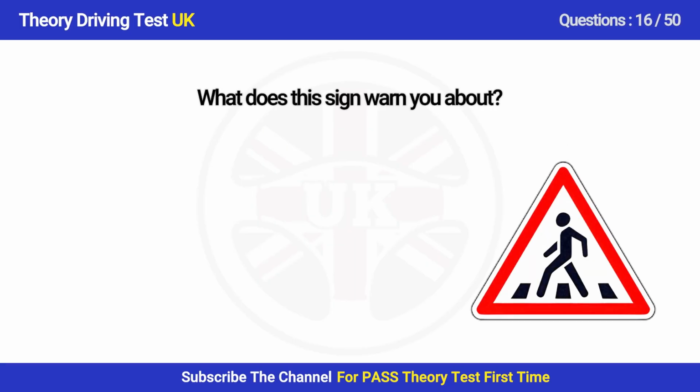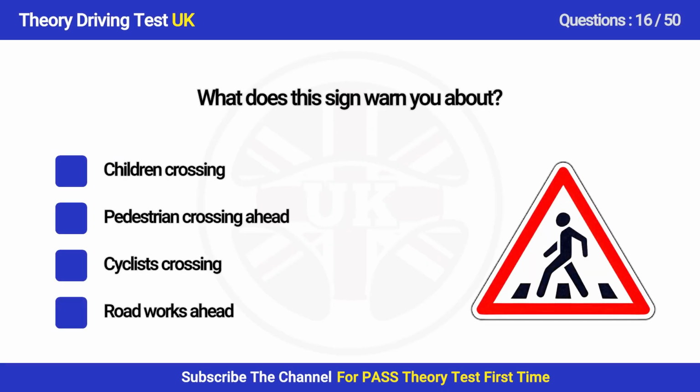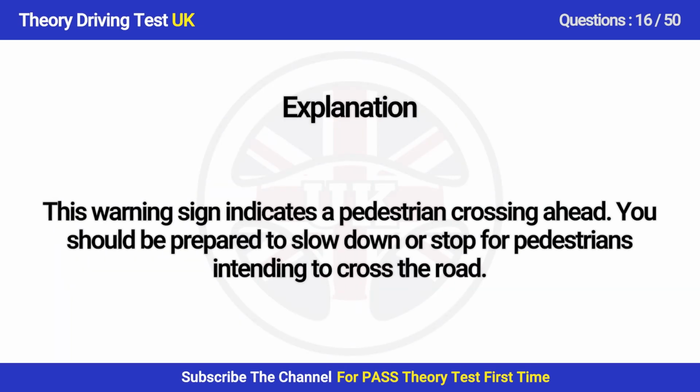Question 16. What does this sign warn you about? A. Children crossing. B. Pedestrian crossing ahead. C. Cyclists crossing. D. Road works ahead. Answer is B. Pedestrian crossing ahead. This warning sign indicates a pedestrian crossing ahead. You should be prepared to slow down or stop for pedestrians intending to cross the road.